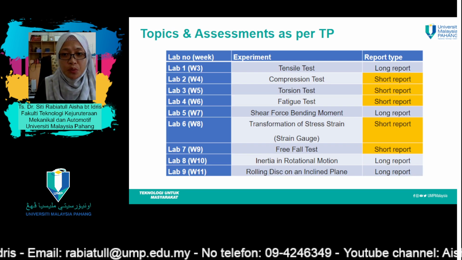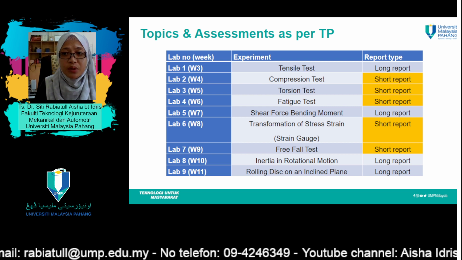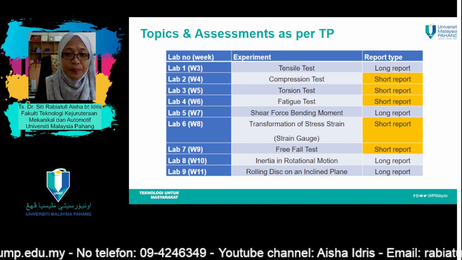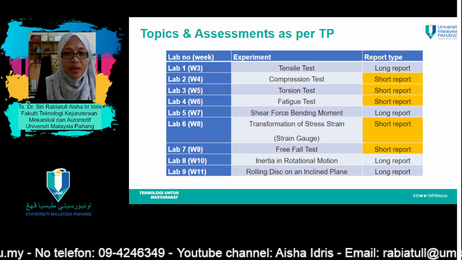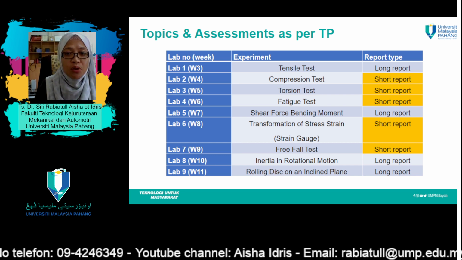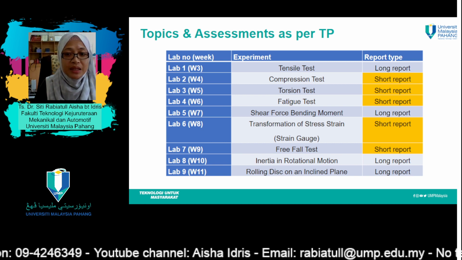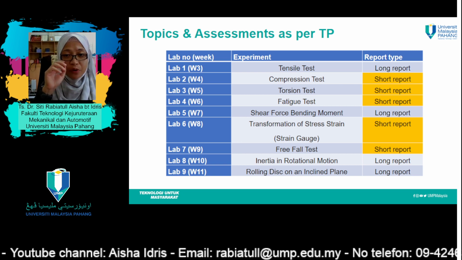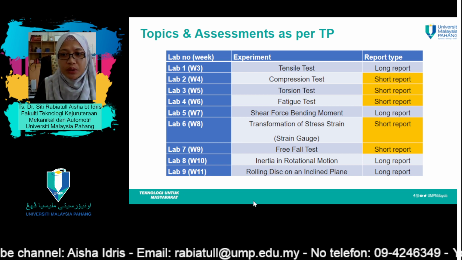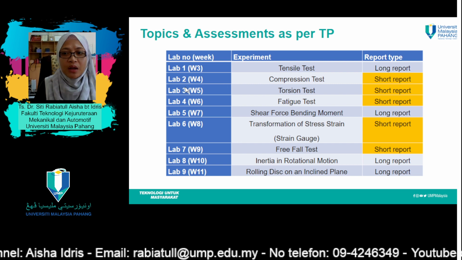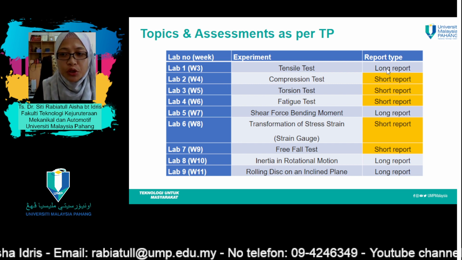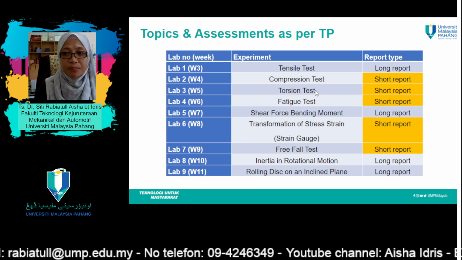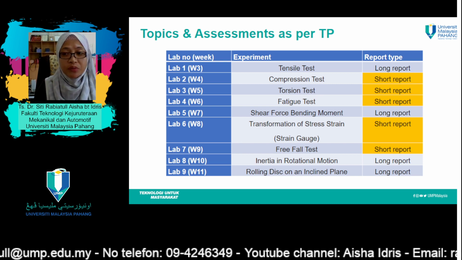So this is the lab distribution together with types of experiment and report type that you need to prepare. Basically, this lab will be starting on week 3 until more or less week 11. Starting from lab 1, which is week 3, you are going to do tensile test. After that, you need to prepare a long report. I will explain to you what it means by long report and short report afterwards.